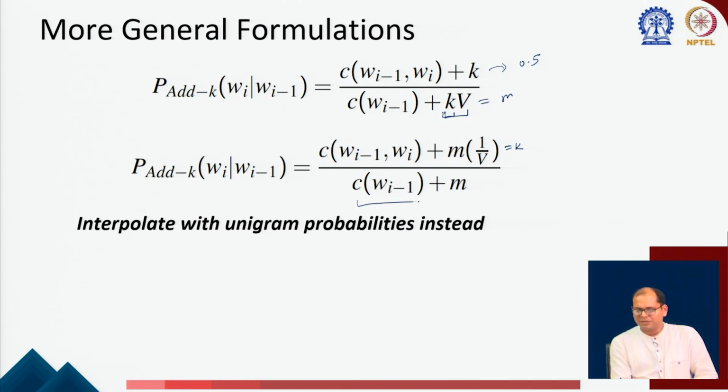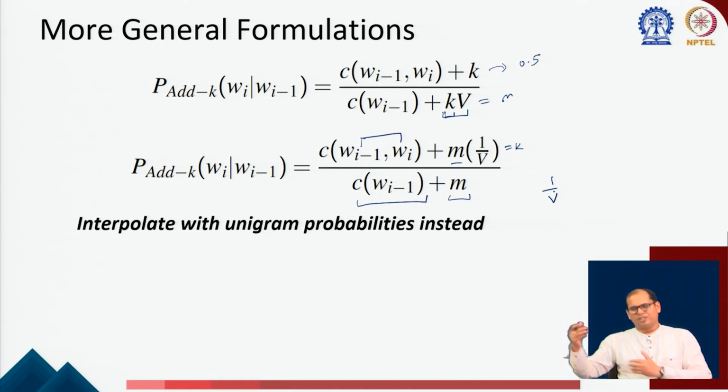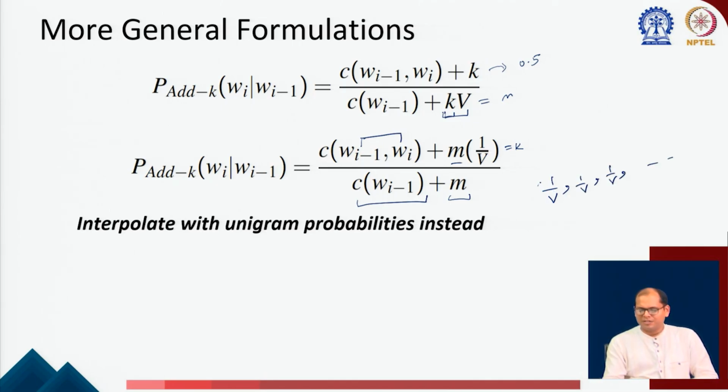So this is just a normalization, but in the numerator you have count of w_{i-1} followed by w_i, how many times you have seen them together, plus m times 1 by v. So what is 1 by v? 1 by v can be a probability that you will give to that word as a uniform distribution. If this is a uniform distribution, each of the words in the vocabulary will have a probability of 1 by v. So you are as if interpolating with a uniform probability, this count with a unigram probability, right?